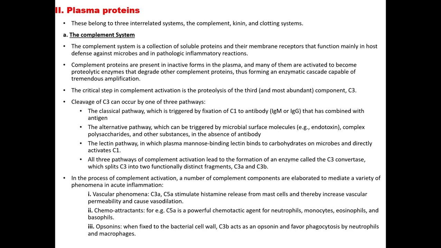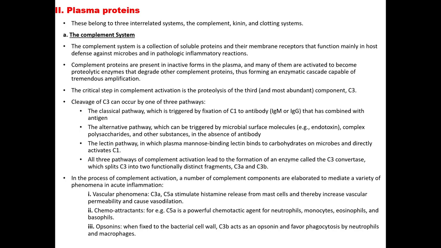All three pathways of complement activation lead to the formation of an enzyme called C3 convertase, which splits C3 into two functionally distinct fragments, C3a and C3b. In the process of complement activation, a number of complement components are elaborated to mediate a variety of phenomena in acute inflammation. The vascular phenomena involve C3a and C5a.